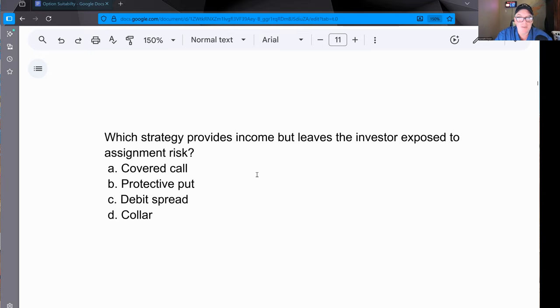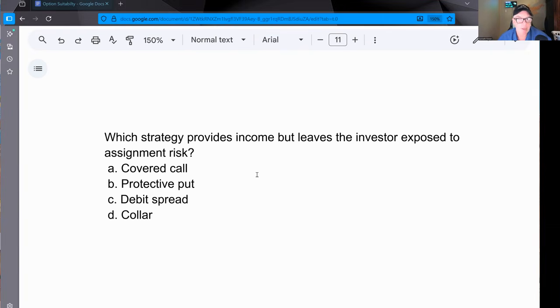Which strategy gets income but leaves your investor exposed to assignment risk? Okay. So assignment, remember, when you buy options, you exercise. When you sell options, you get assigned. So it has to be a selling of an option, which means it has to be a covered call. Because the only time you can be assigned is if you sell an option. So it has to be a covered call, which is long stock. Selling a call gives you income.